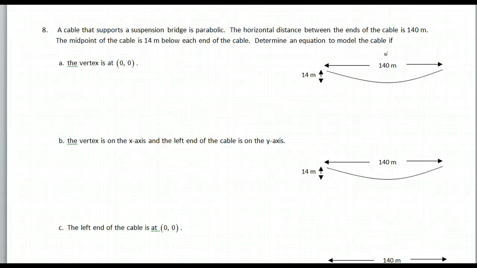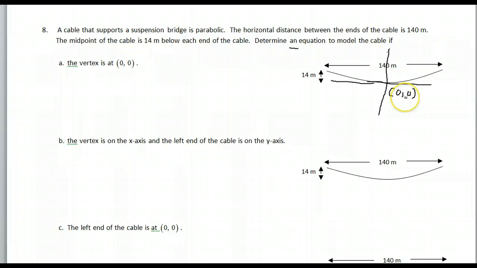Number 8. A cable that supports a suspension bridge is parabolic. The horizontal distance between the ends of the cable is 140 meters. The midpoint of the cable is 14 meters below each end of the cable. Determine an equation, it's very important, an equation to model the cable if (a) the vertex is at 0, 0. So let's draw this. The vertex will be at 0, 0. Now, if this is the case, then we know that p and q are both 0.